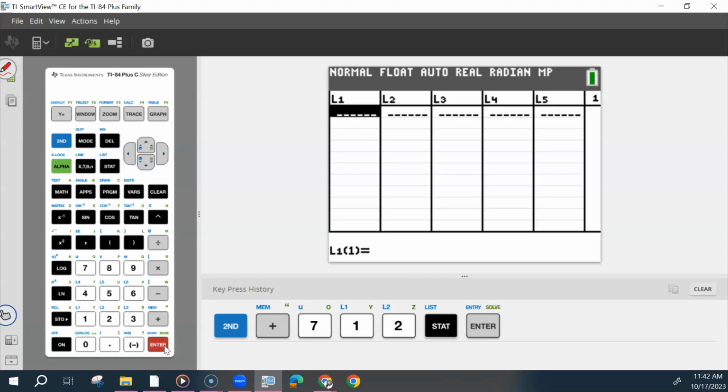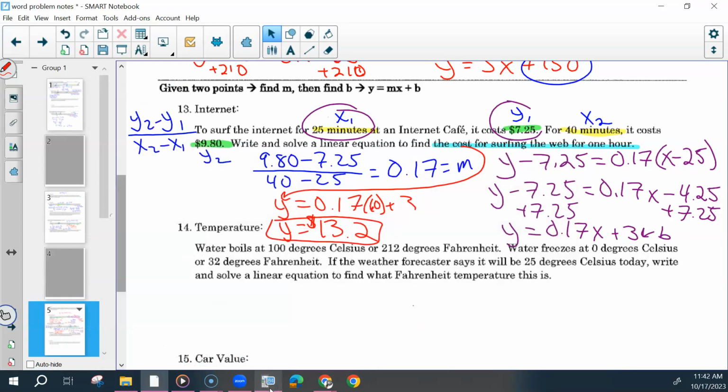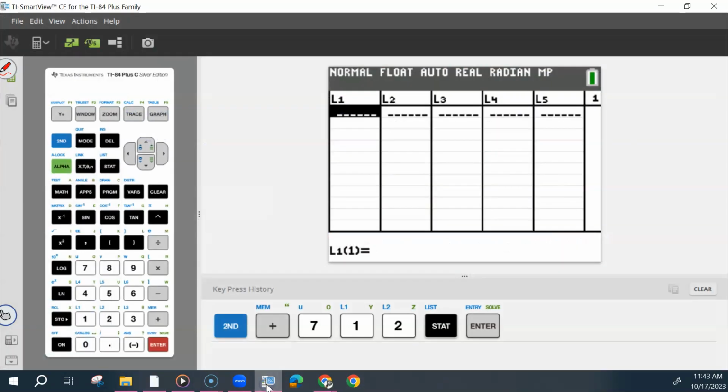Now in this case, we only have 2 sets of numbers to put in. It's not a whole list, so that's nicer. The minutes are going to go into L1, so 25 and 40. The dollar amounts are going to go into L2, so 725 and 980.